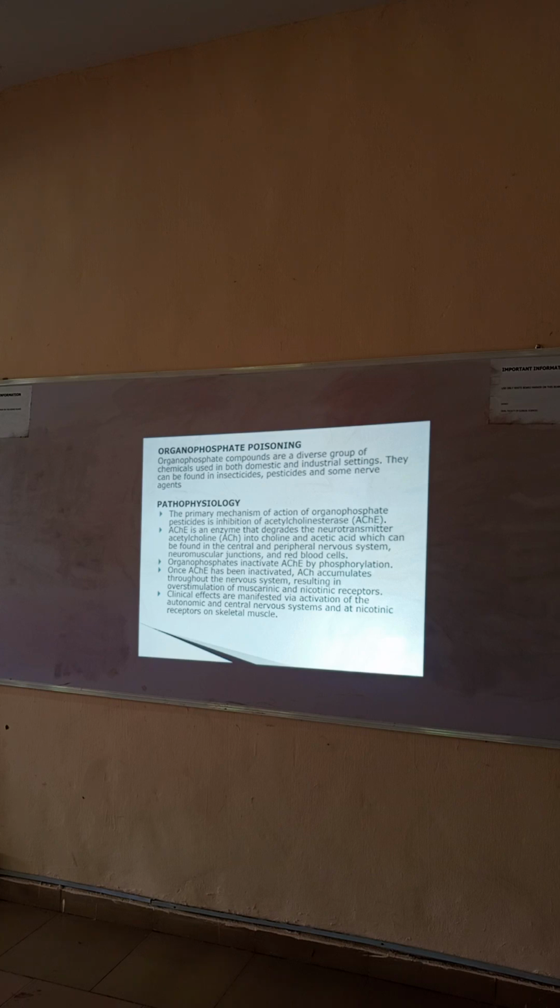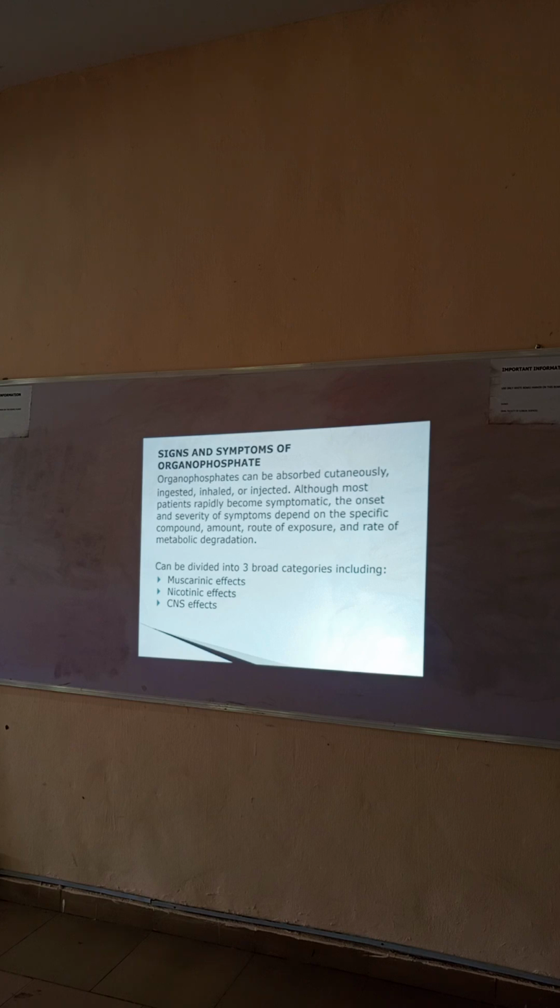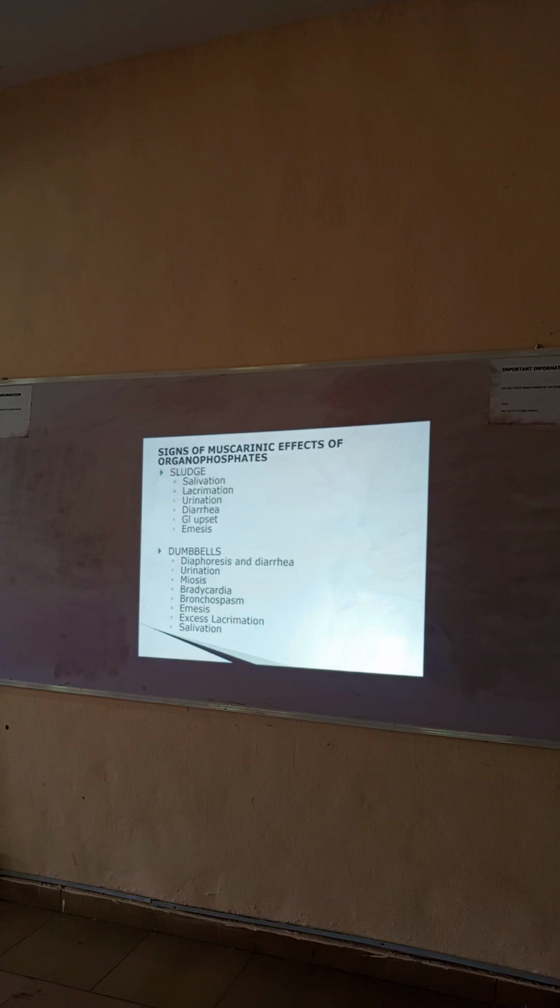So when acetylcholine finishes its work, acetylcholinesterase helps to break it down so that we just go about our normal day. But when organophosphate is in the system, it inhibits acetylcholinesterase. So acetylcholine is now prolonged and there's overstimulation of acetylcholine in the body. The clinical manifestations can be divided into three: muscarinic effect, nicotinic effect, and CNS effect.